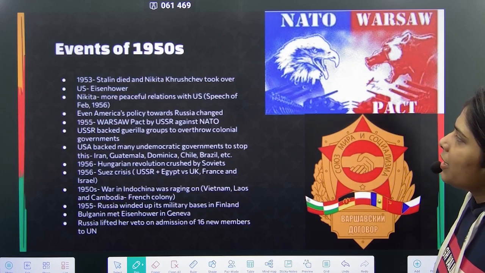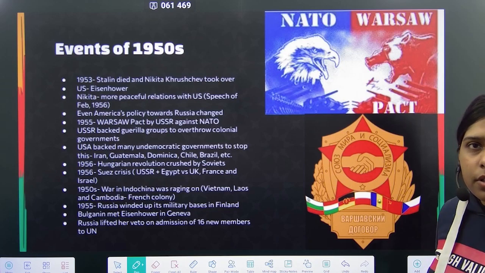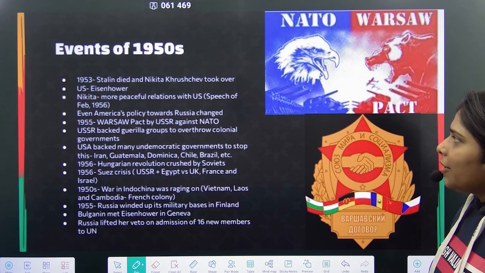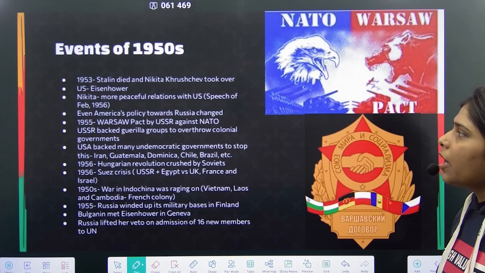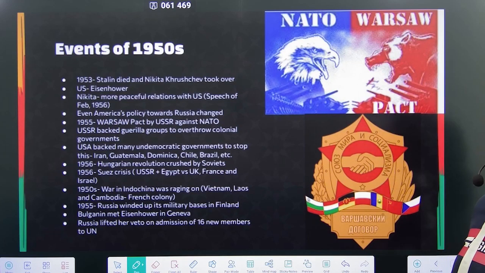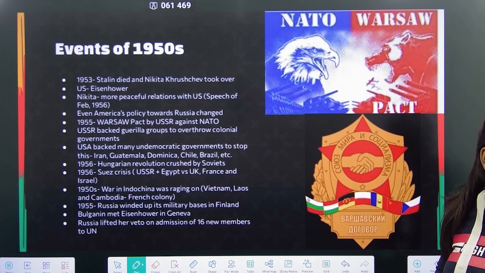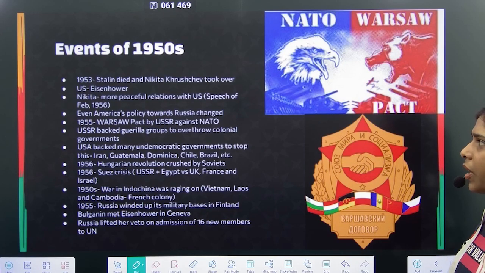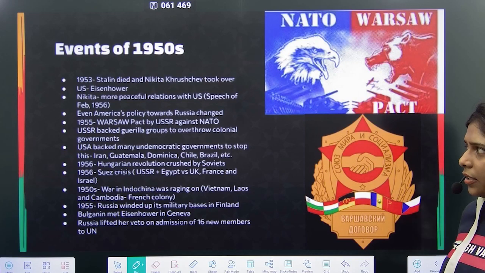In the 1950s, I told you, Stalin died and Nikita Khrushchev took over, whereas in the US, Eisenhower took over. Now, Nikita demanded more peaceful relations with the US. He gave a speech in February 1956 and said, we are demanding a more peaceful relation with the US. Even America, when they heard about this policy, wanted their outlook towards Russia to change. Okay, but we saw that the Warsaw Pact was signed by USSR against NATO.